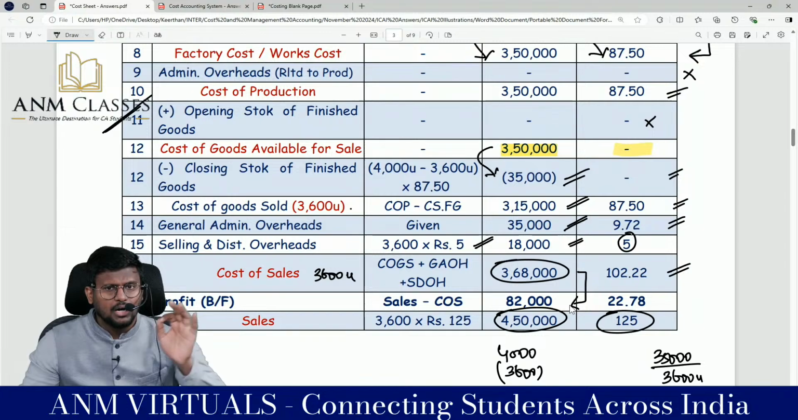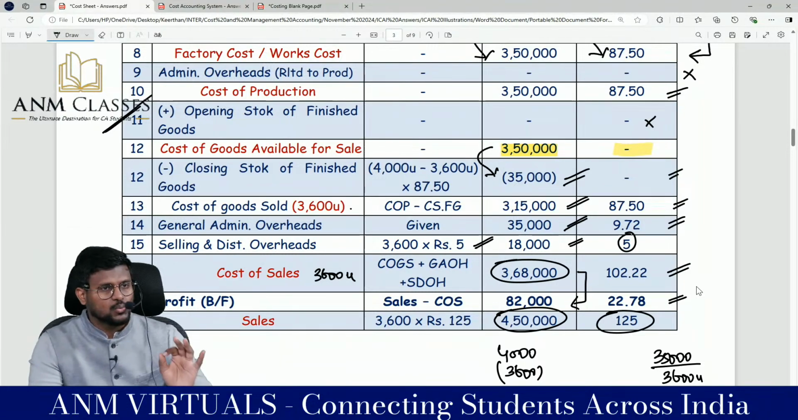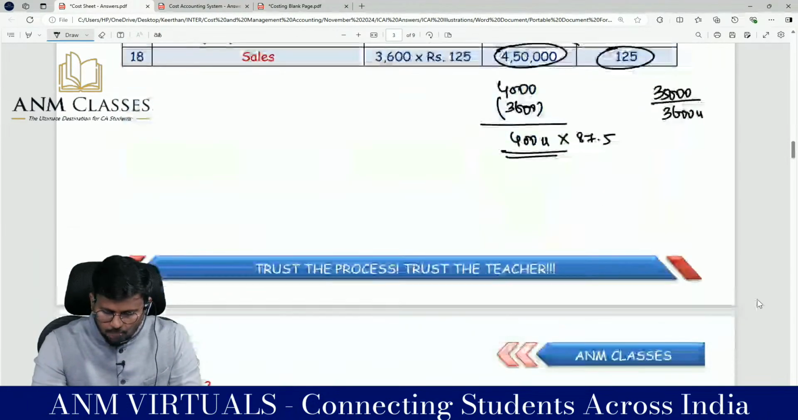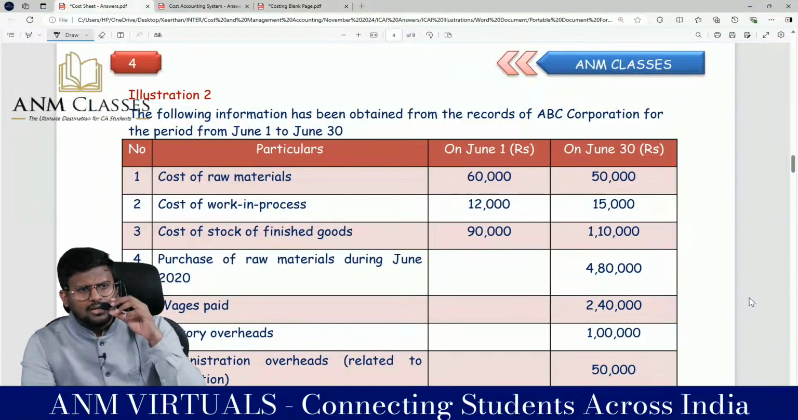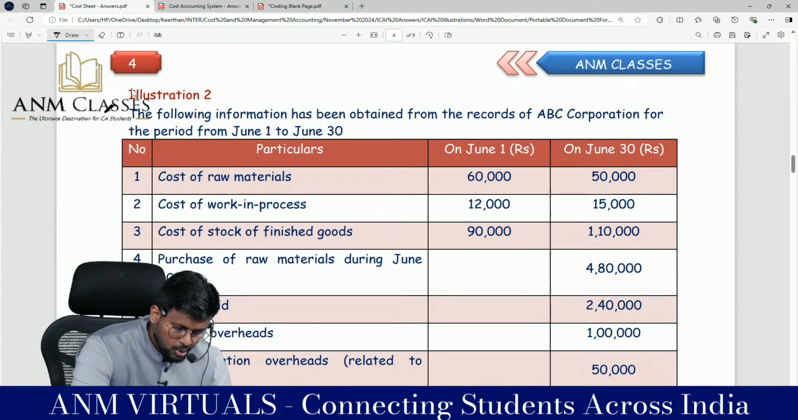4,50,000 minus 3,68,000 comes to 82,000. 82,000 profit you have earned for how many units? Divided by 3,600 comes to 22.78. That's what cost sheet question number 1 is all about. Anyone got the right answer for question number 1? Raise your hands. It's very easy, no? I'm moving into illustration number 2.